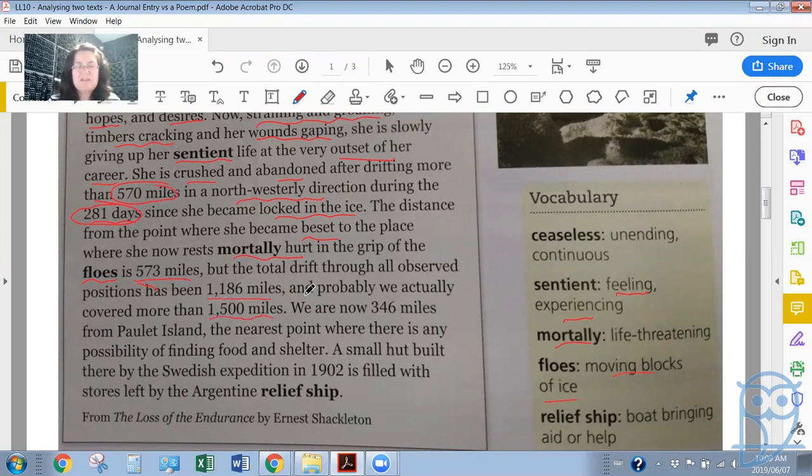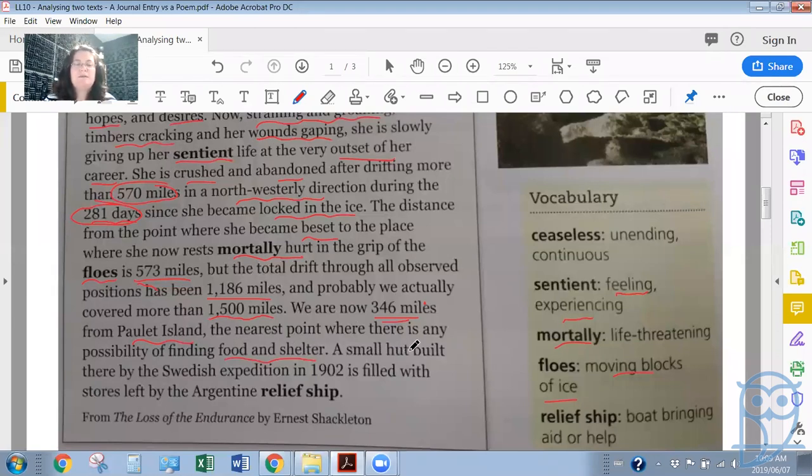So you've given a lot of facts just to put everybody in the know about his expedition. We are now 346 miles from Paulet Island. That's quite a distance. Okay, the nearest point where there is any possibility of finding food and shelter. And if you wanted to work that out in kilometers, I think you double this to convert it to kilometers. So that's probably even further than Durban is from Johannesburg, for example. We are now 346 miles from Paulet Island, the nearest point where there is any possibility of finding food and shelter. So this is their next task that they have to do.